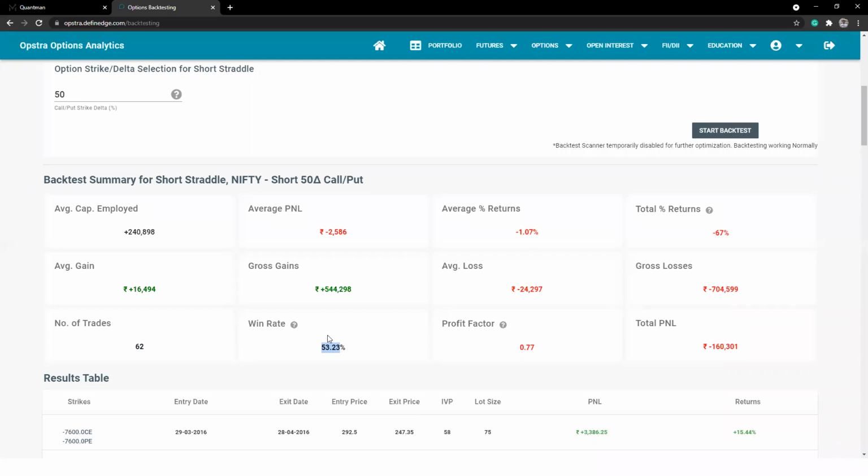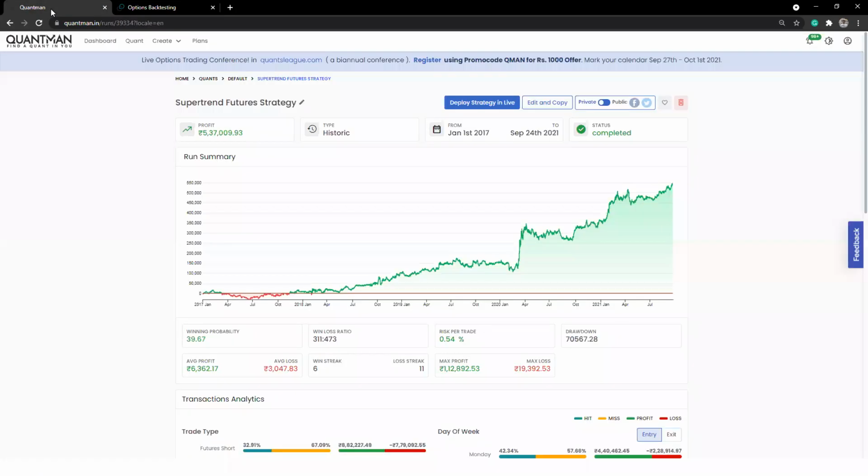But then how about intraday straddle? How can I backtest intraday straddle? So that's pretty easy also. I want to use Quantman for that. So I'm going to flip-flop between Quantman and Opstra, so please excuse me on that. Now I'm going to go to Quantman because Opstra doesn't support intraday backtesting for options.